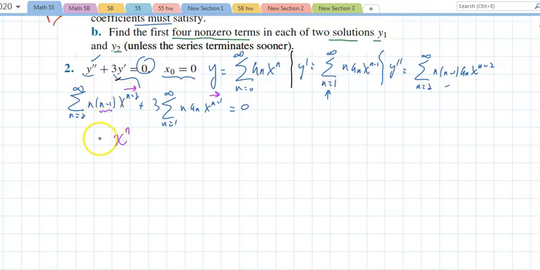n plus 2 minus 1 is n plus 1. And boost this up by 2, n plus 2. And this series, to compensate, will be n equals 0 to infinity, plus 3 times the series. This is x, and I just boosted this up 1, up 1, up 1. Oh, I don't like that last one.